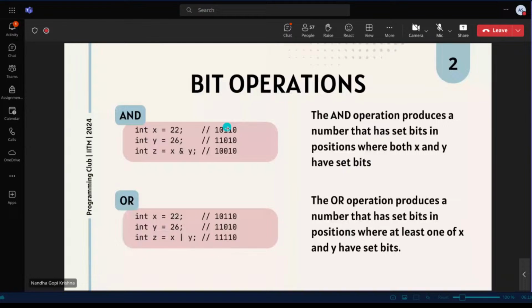Since both of them have 1, in Z also it is 1. However, notice the next two bits. In X it is 1, in Y it is 0. Since it is 0 in Y, in Z it is 0. So what AND does is, for every bit, it sets the output to 1 if both the inputs are 1. In all other cases, it sets the output to 0.